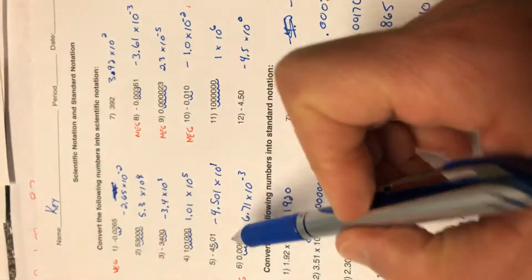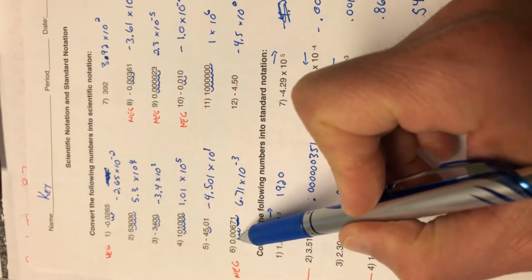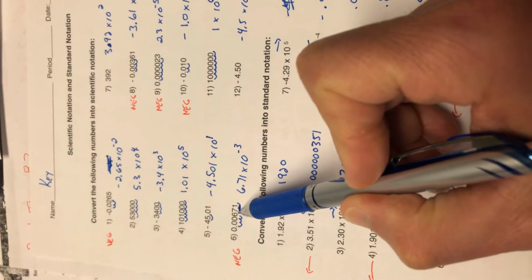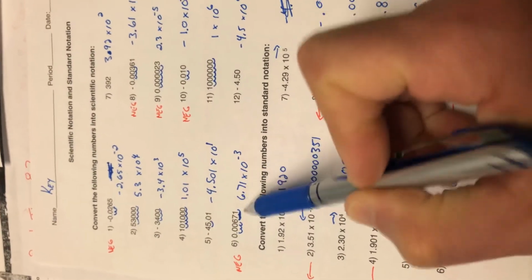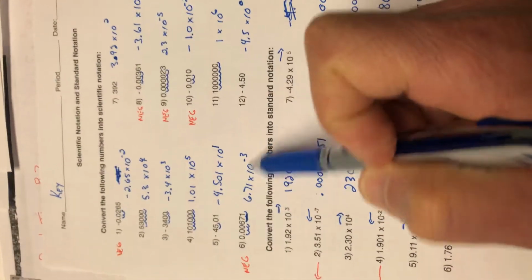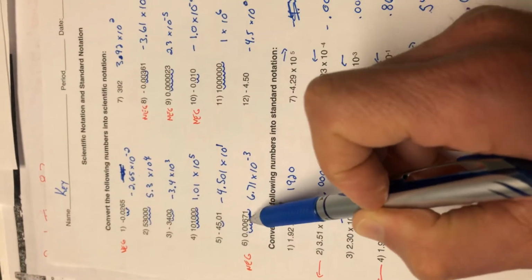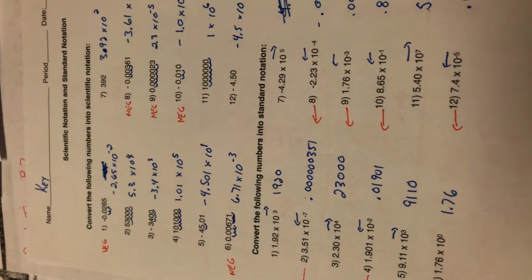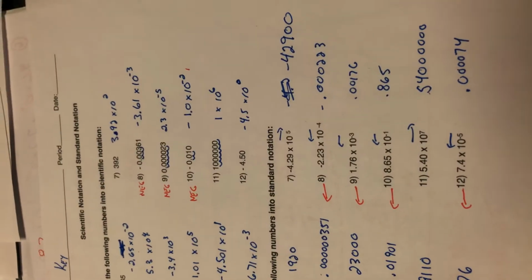So if I start with a really small number, like number 6, and I move it 1, 2, 3 spots, so I get 6.71. To get back to the original, it's going to be 6.71 times 10, not just to the third power, because if I set it to the third, I'd move it this way, to the negative third. Negative means I want to move it to the left. Okay, and that's what I did with each of these.